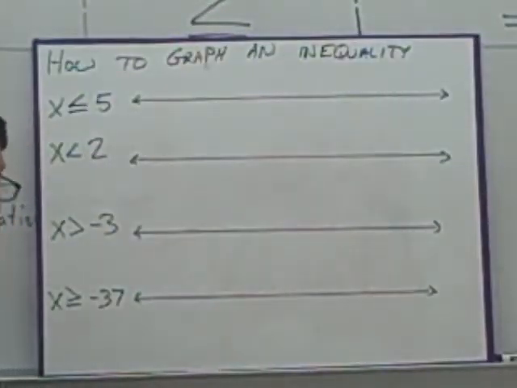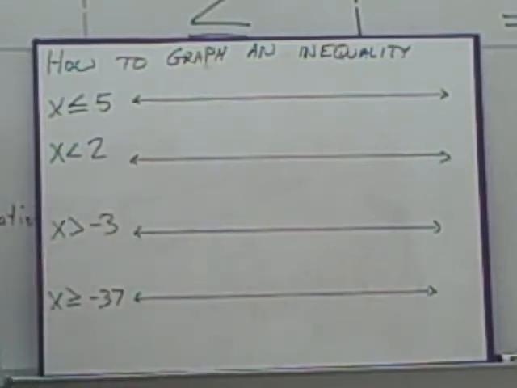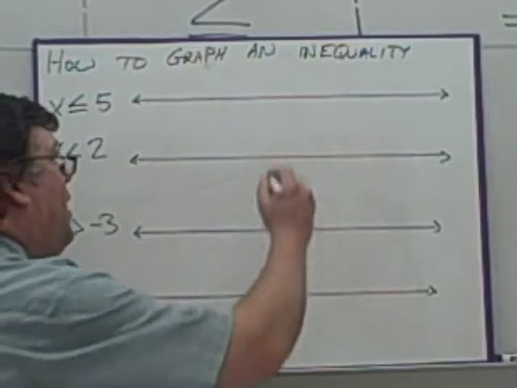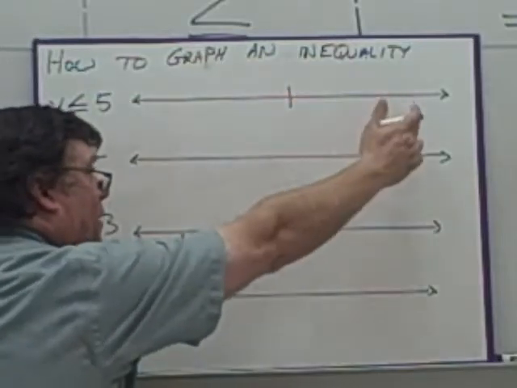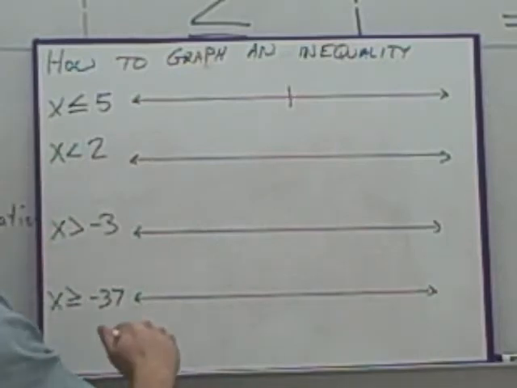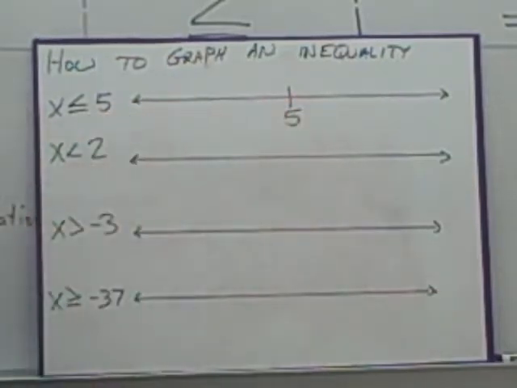Let's talk about graphing the inequalities. How do we graph an inequality? Well, first we start off with the fact that we're dealing with inequalities in one variable, so they're all going to be graphed on a number line. To graph them on a number line, here we have x is less than or equal to 5. I started off by drawing a nice straight line with arrows on both ends, because the number line does continue in both directions. I put a line right there in the middle, and I label it with the number that's part of the inequality.